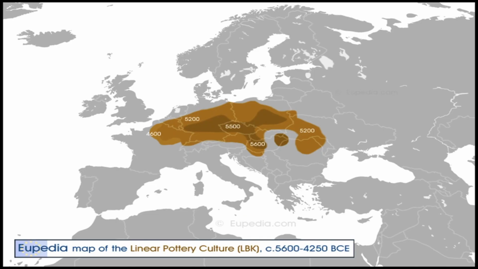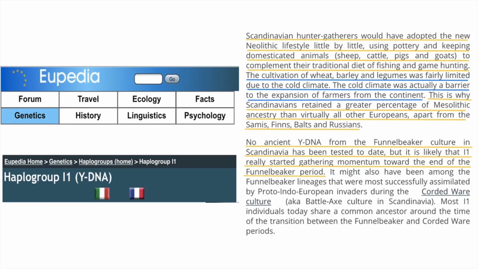And so here is the LBK culture, or the Linear Pottery culture. Basically, it's in northern Central Europe, a little bit to the east. But Scandinavian hunter-gatherers would have adopted the new Neolithic lifestyle little by little, using pottery and keeping domesticated animals, sheep, cattle, pigs, and goats, to complement their traditional diet of fishing and game hunting. The cultivation of wheat, barley, and legumes was fairly limited due to the cold climate.